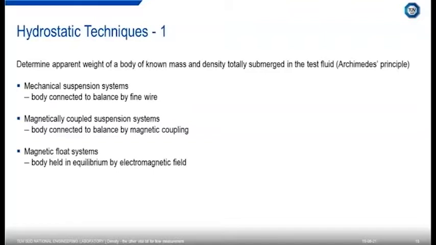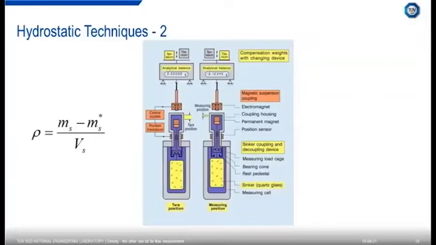Is that body that's in the fluid connected by a wire to the balance, so it's a mechanical suspension system? Is it connected via some sort of magnetic coupling system? Or a variant of that is a magnetic float system, where the body is actually held in equilibrium by a magnetic field. What would that look like?